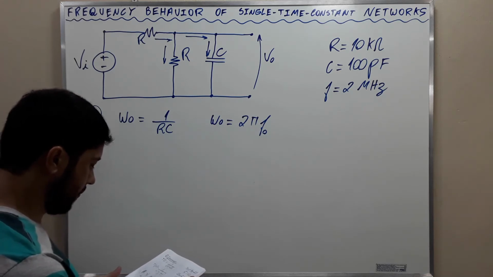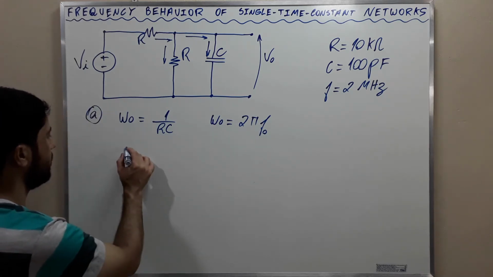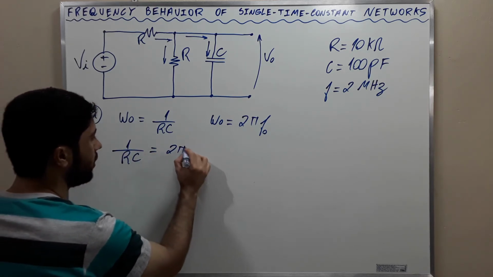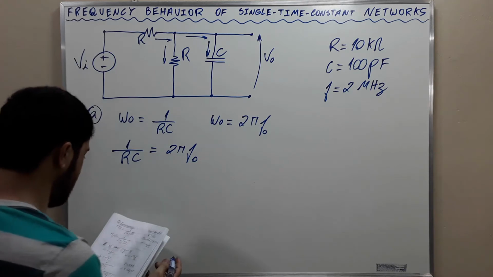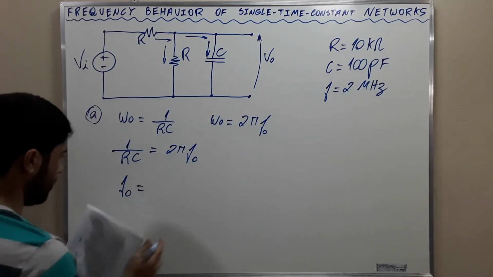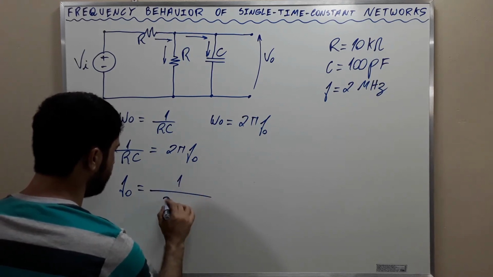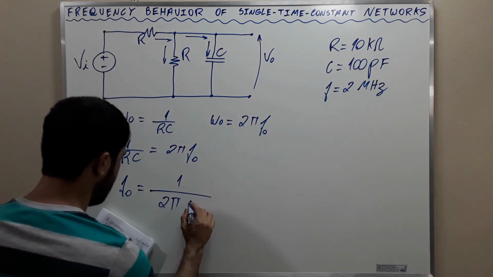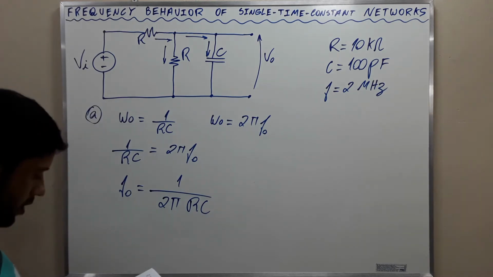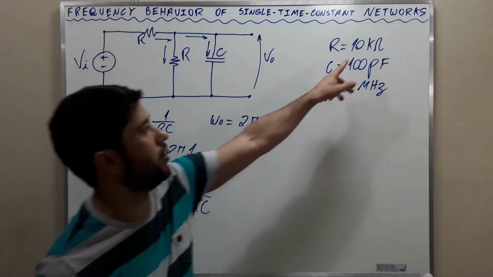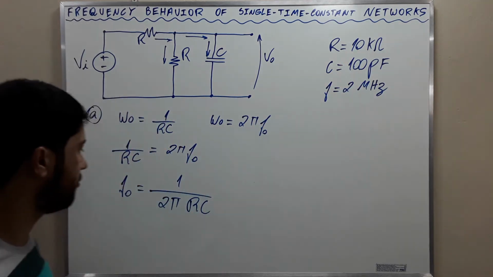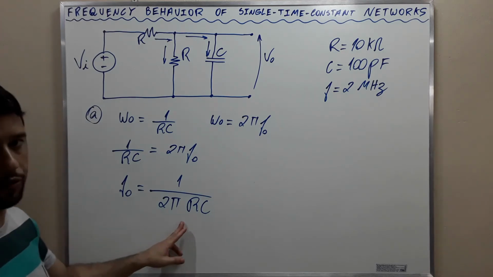And we're going to set these equal to each other. Okay, 2 pi F0, and then F0 is going to be equal to 1 over 2 times pi times RC. Okay? We are going to use these values here, 10 kilo ohms and 100 picofarads. We are going to substitute them here.